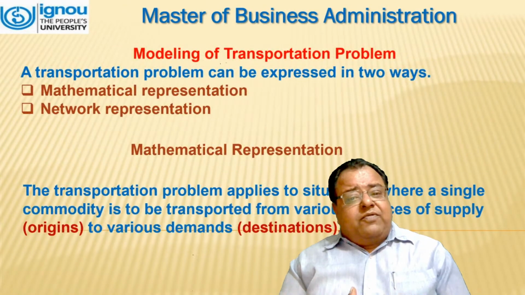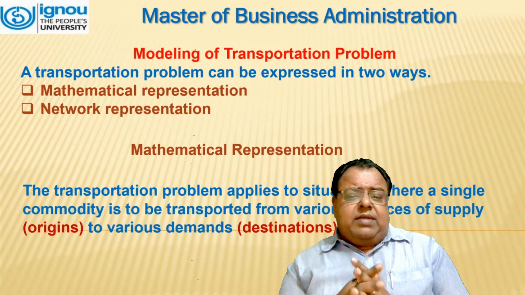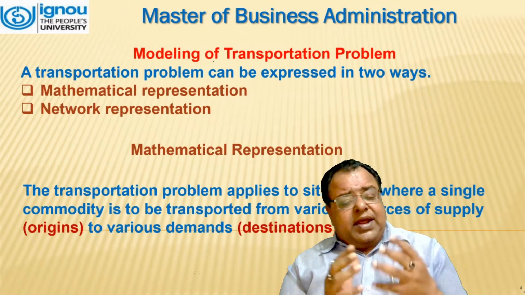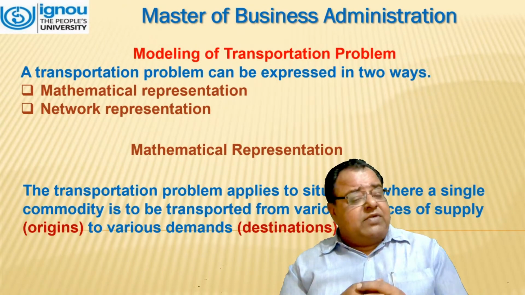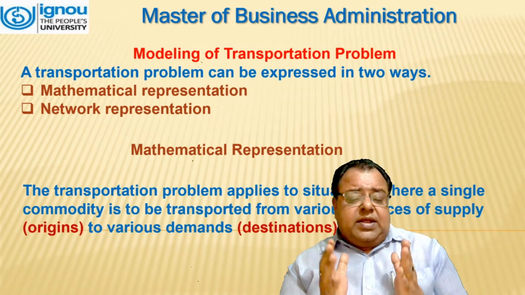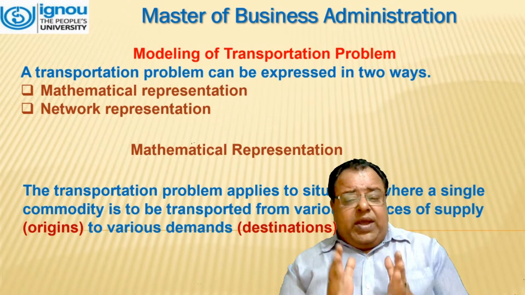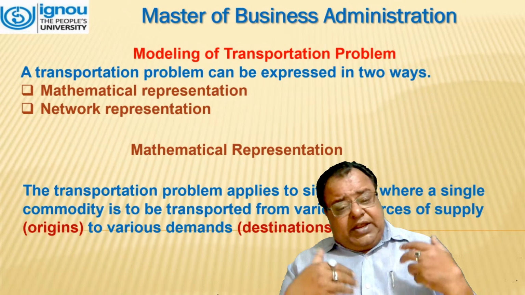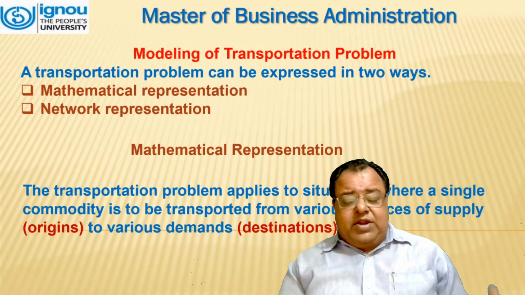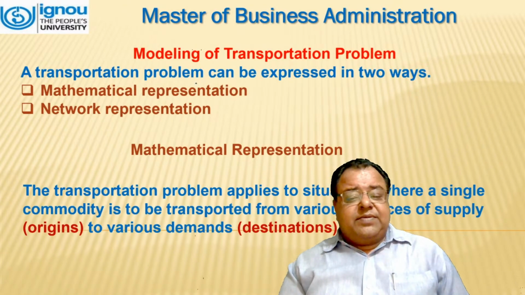How is modeling of transportation problem done? Transportation problem can be expressed in two ways. First one is mathematical representation, and the second one is network representation. If we talk about mathematical representation, the transportation problem applies to situations where a single commodity is to be transported from various sources of supply, that is origins, to various demands, that is destinations.